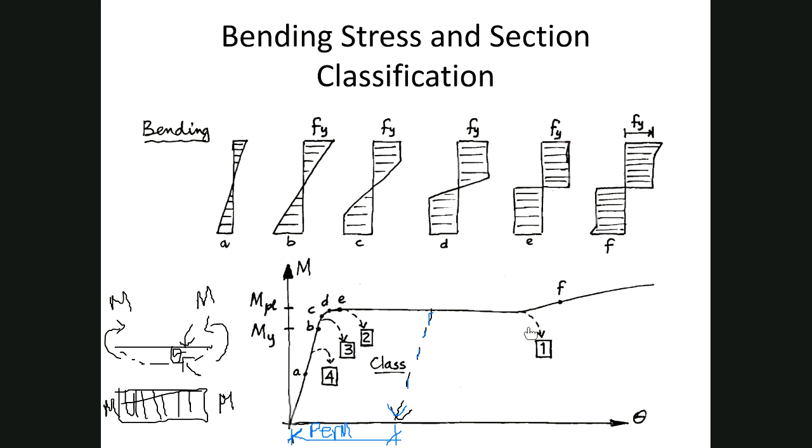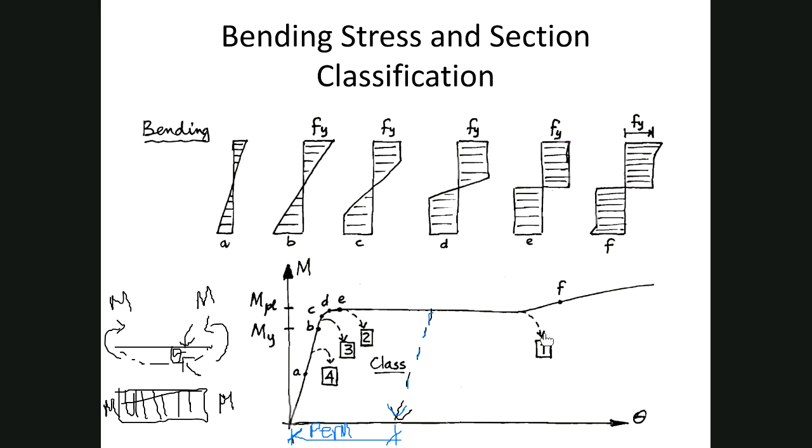Whereas if I have a class 1 section, I can develop full plasticity all the way over to the end before it starts to soften. In other words, before it takes less effort to rotate the end of it. So I can keep twisting at the end, but I'm using less effort, so less effort twisting my hands at the end of it.